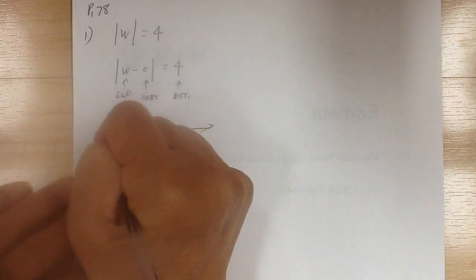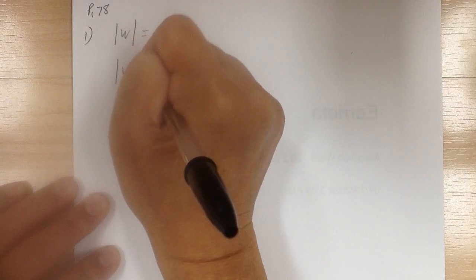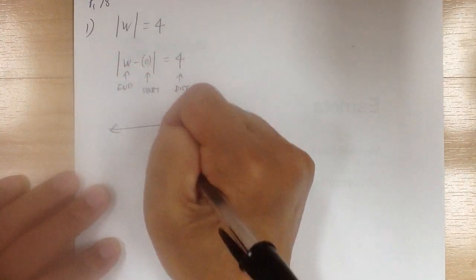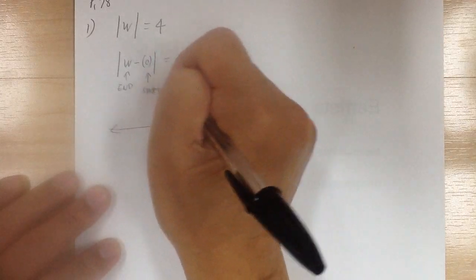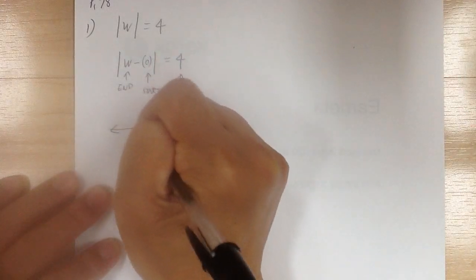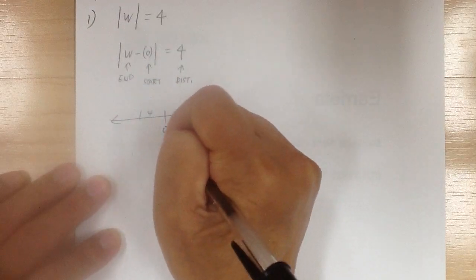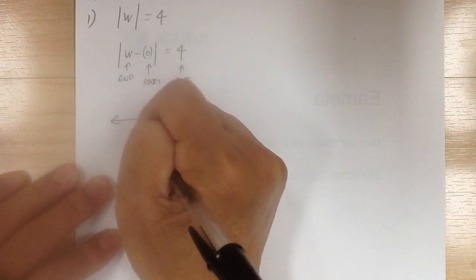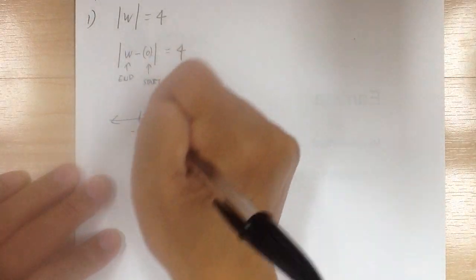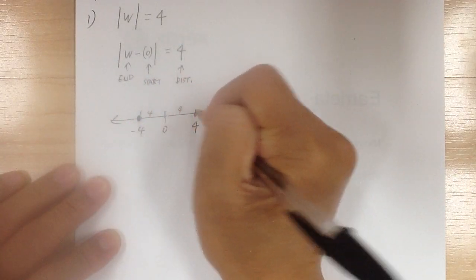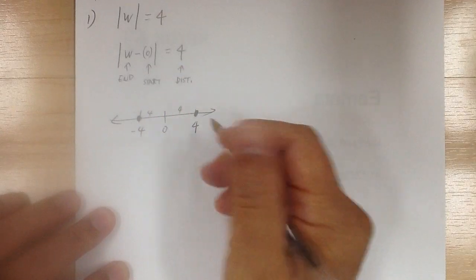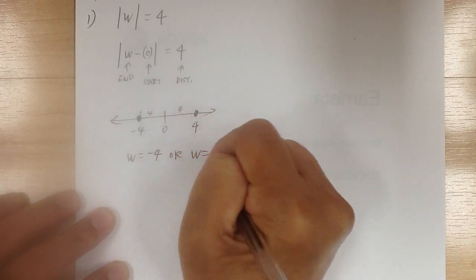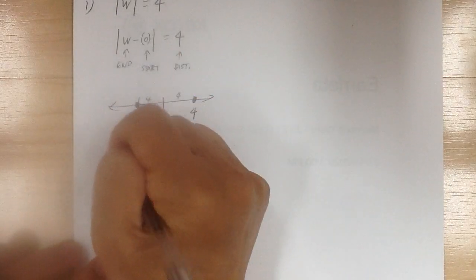So when you graph, your starting point is 0. Minus is part of your form. The distance is 4, so this is 4, this is 4. So from 0 you go 4 this way, this will give you 4. 0 going 4 this way will give you negative 4. And equal will be just 2 dots. So now you have to write your answer based on this picture. So you're going to get W equal to negative 4 or W equal to 4. Okay, so this is the graphing method.